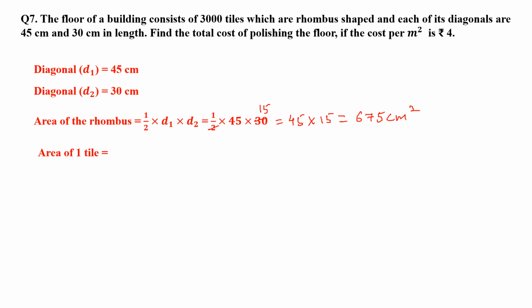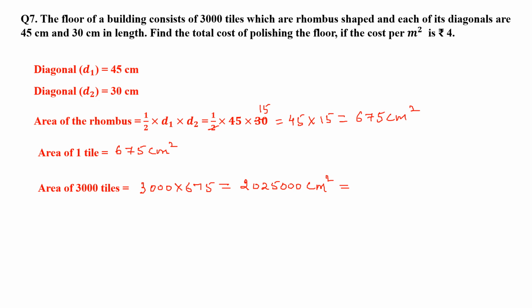Area of one tile is 675 centimeter square. But the floor is having 3000 tiles, right? So the area of 3000 tiles will be the area of one tile multiplied by 3000, and you will get the area of the complete floor. So 3000 into 675, if you do, you will get 2025 and then 3 zeros. This much centimeter square. Now I'm going to convert this into meter square.